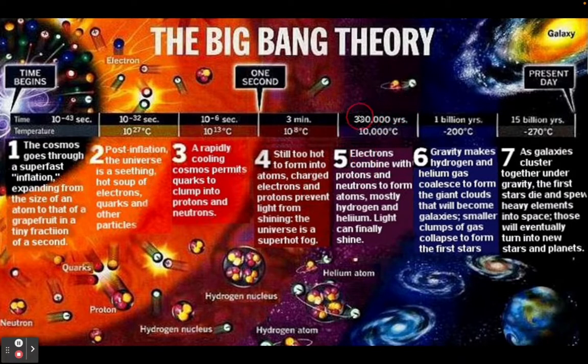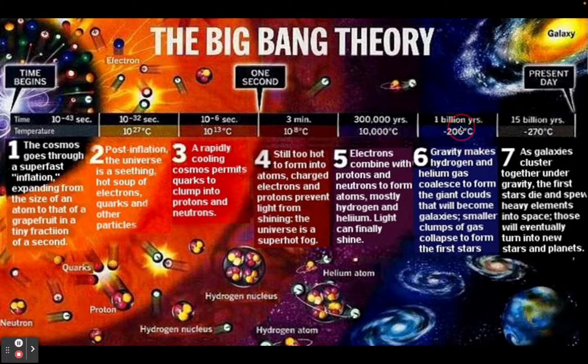And here we have, after 300,000 years, the universe has cooled down to 10,000 degrees. This is where the electrons now combine with protons and neutrons to form atoms, mostly the lighter atoms, hydrogen and helium. And here light can finally shine. So after 300,000 years, you'll be able to see light shining.